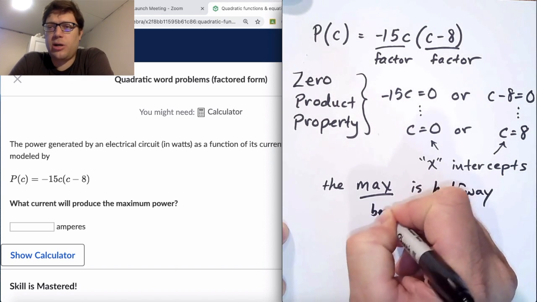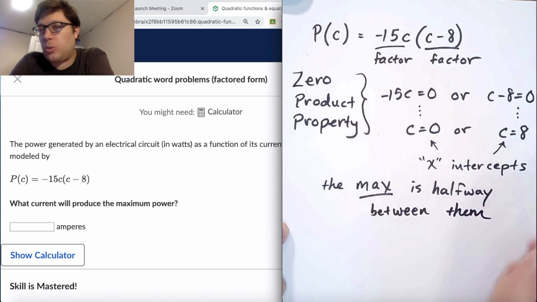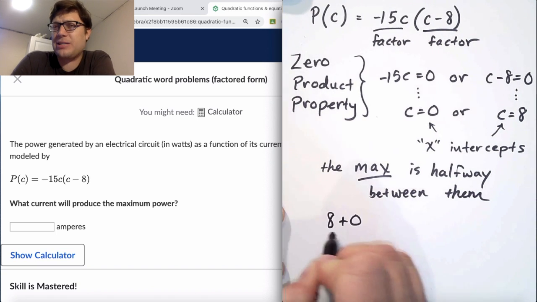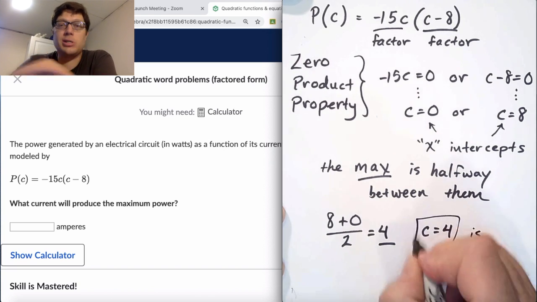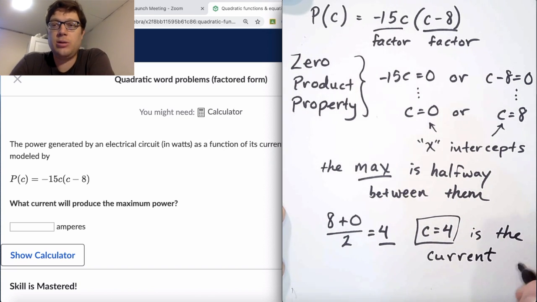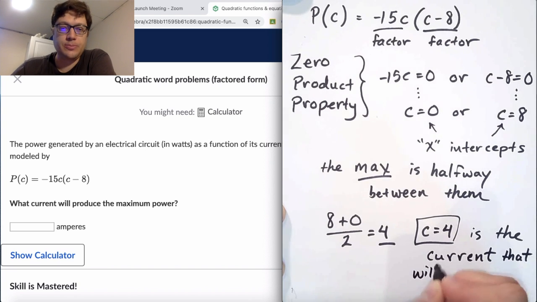I get an answer of 0 and 8. C equals 0 or c equals 8. And those are like x-intercepts. I mean, they're not technically x, but they're on the horizontal line. That's where the graph crosses the axis.